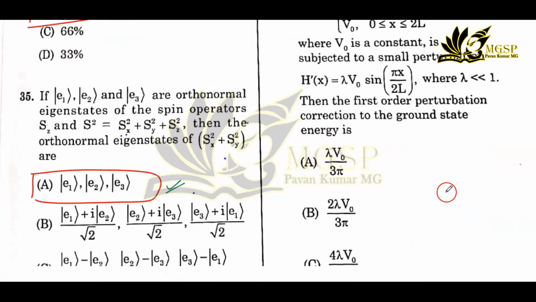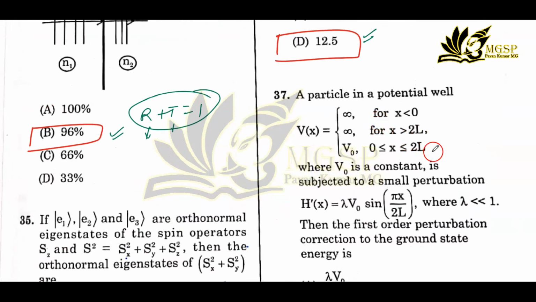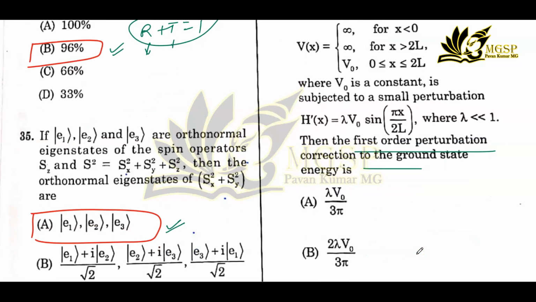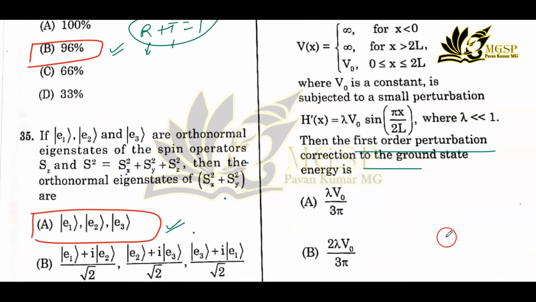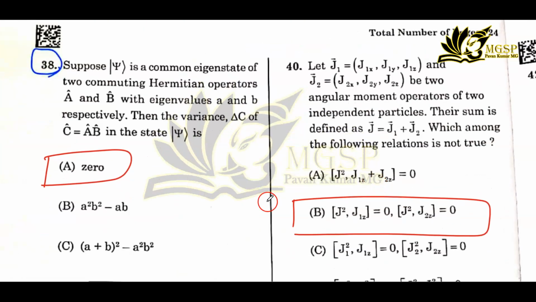Next, coming to finding the particle potential, first order perturbation. I have told the first order perturbation related example, that was nearly one example of this. Instead of sine, cos was given.